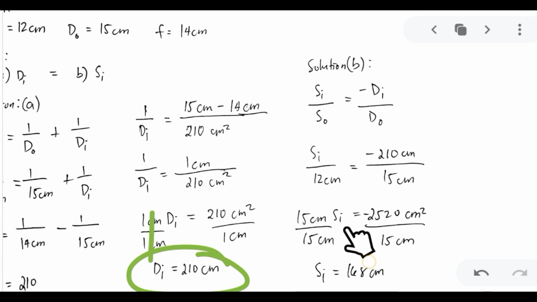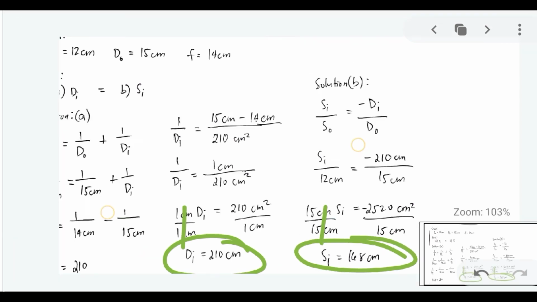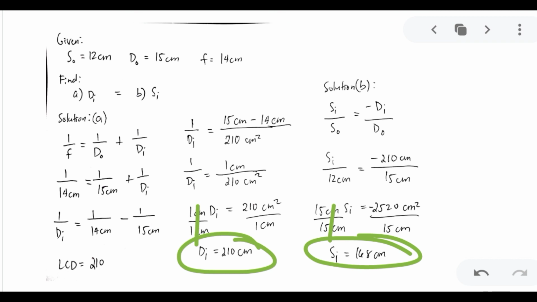So you will have here 15 cm multiplied to SI, that will become 15 cm SI, is equivalent to negative 210 times 12 cm, which is negative 2520 centimeters squared. Then divide both sides by 15 cm so that you can cancel that out and you will be left with the SI variable. And then cancel. Then you will have negative 2520 cm squared divided by 15 cm. You will have the size of the image, which is negative 168 centimeter. So that is the answer for sample problem number 2.